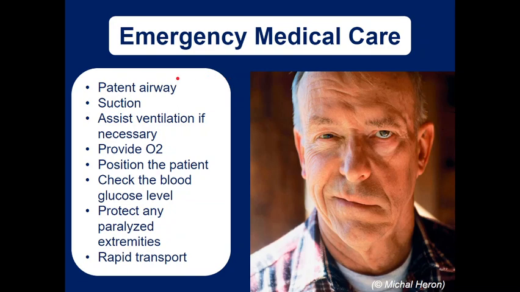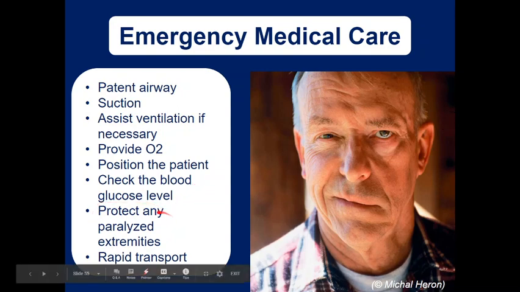But as with everyone, maintain a patent airway, suction as needed, ventilate as needed, supplemental oxygen if they're hypoxic, position the patient in a comfortable position unless they're vomiting and they need to be on their side. Always check the blood sugar, all right? Because low blood sugar can mimic stroke. And so if you've determined someone has diabetes, they're having weird stroke symptoms, you check a blood sugar and it's low, you can give oral glucose.